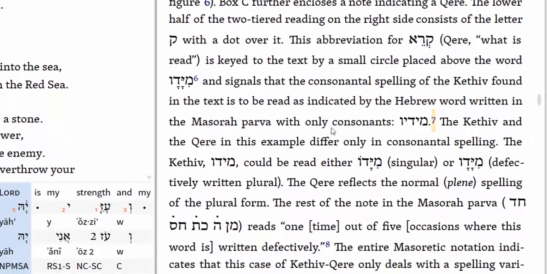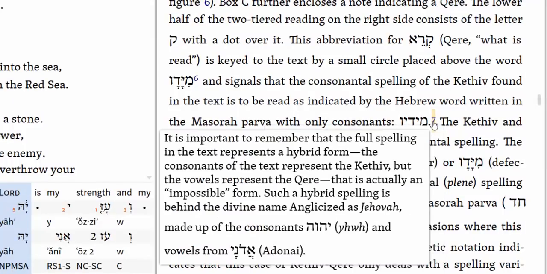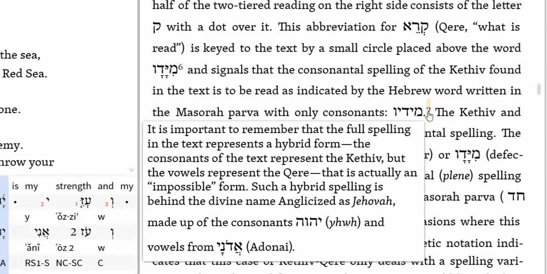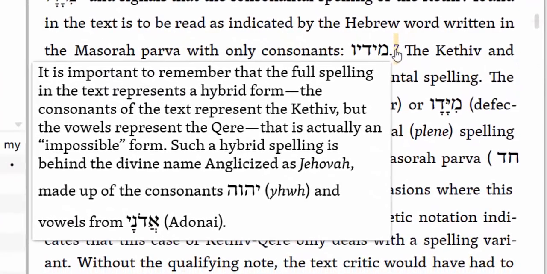Now, one in particular, as Brotzmann is talking about, you come to this footnote number 7, and he says the result of taking the consonants of a word and putting in different vowels really creates a hybrid form, a hybrid word. The consonants of the text represent the Kethiv, what's written. The vowels represent the Kare. It's actually a theoretical or impossible form, but the scribe is just trying to make some sort of comment or correction here. And he has here, such a hybrid spelling is behind the divine name, anglicized as Jehovah, and made up of the consonants, there your consonants are, YHWH, Yod, He, Vav, He, and the vowels from Adonai.